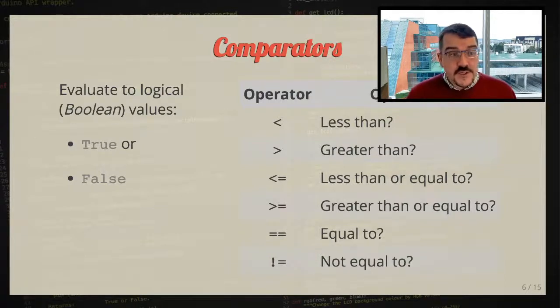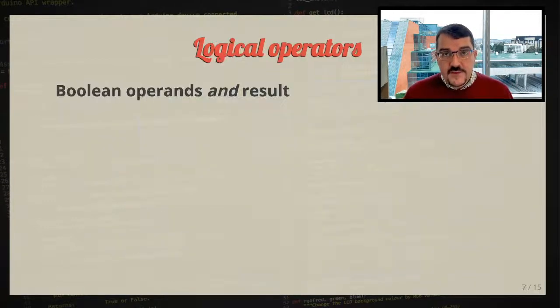So comparators are one important kind of logical operator. And then there's the explicit logical operators that work on, instead of comparing, is this number greater than this other number? Instead, logical operators work on Boolean values. So they have Boolean operands and Boolean results. So let's see.